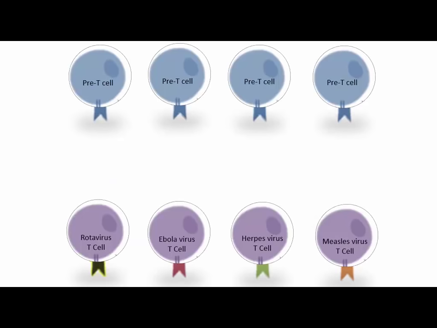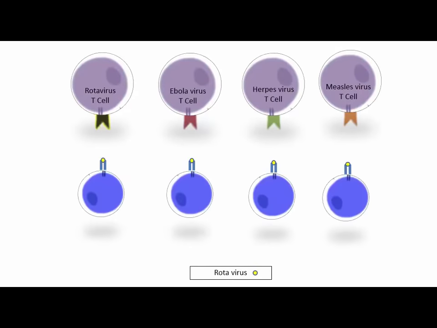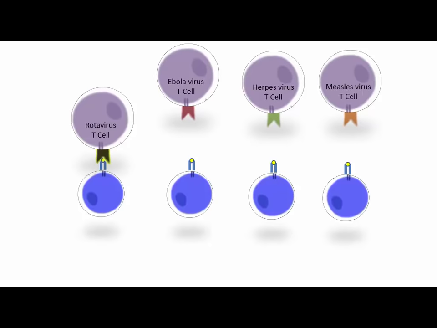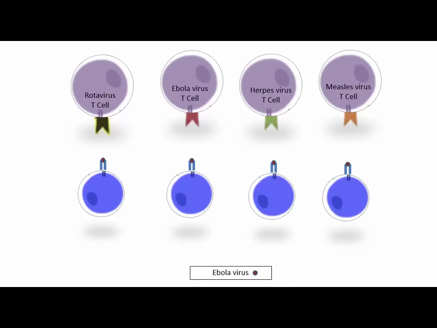Each T cell starts with the same T cell receptor gene, and then during maturation, it modifies it in such a way that it will have its own unique T cell receptor. Okay? So here we go again. Here we have a rotavirus infection, and the T cell that has differentiated in a way that will recognize the rotavirus will bind to it and recognize it where the rest won't.